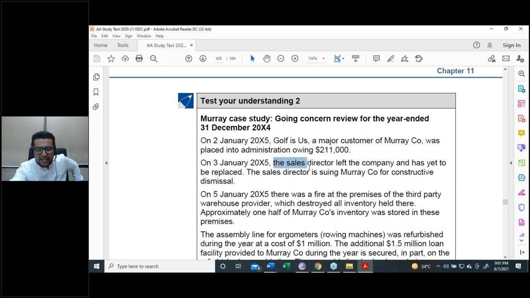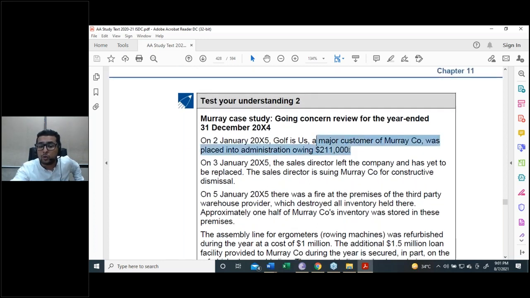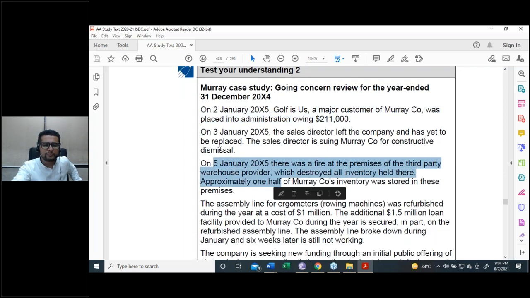On 3rd January, the sales director left the company and that individual is suing the company for constructive dismissal. The legal case is going to create cash flow problems. Moreover, the sales director suing the company will create reputational problems as well. It will be harder for the company to recruit competent staff. So there is loss of a key person, and without the sales director, it will be difficult for the company to acquire new customers. So, there are going concern problems. Read one more.